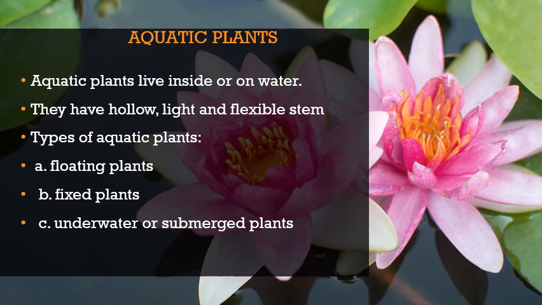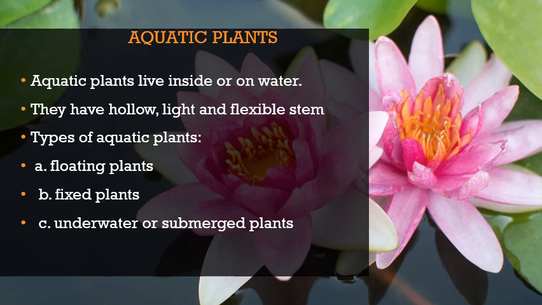As I've shown you in the picture, you can see a lotus flower. This lotus grows with the flower on the water, the leaf also on the water, and the stem goes down deep inside the pond, inside the lake, and it is attached to the ground. Now they have a hollow, light and flexible stem.